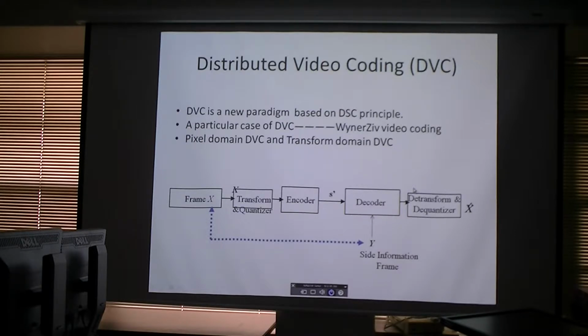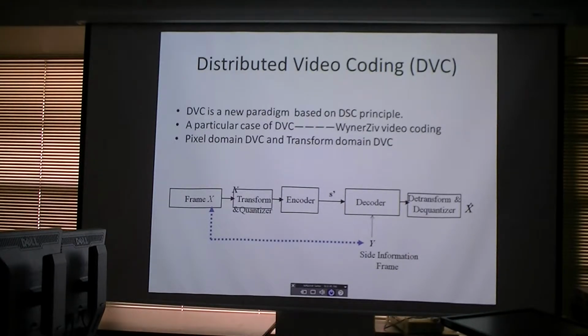Distributed video coding is a new paradigm based on the distributed source coding principles. And a particular case of distributed video coding is called Wyner-Ziv video coding, which is based on Wyner-Ziv coding. So similar to the previous procedure, the sources X and Y are replaced by the frame X and the side information frame Y. And here we have another option, that is the transform and inverse transform module. If we don't take into account the transform module, this procedure is called the pixel domain distributed video coding scheme.